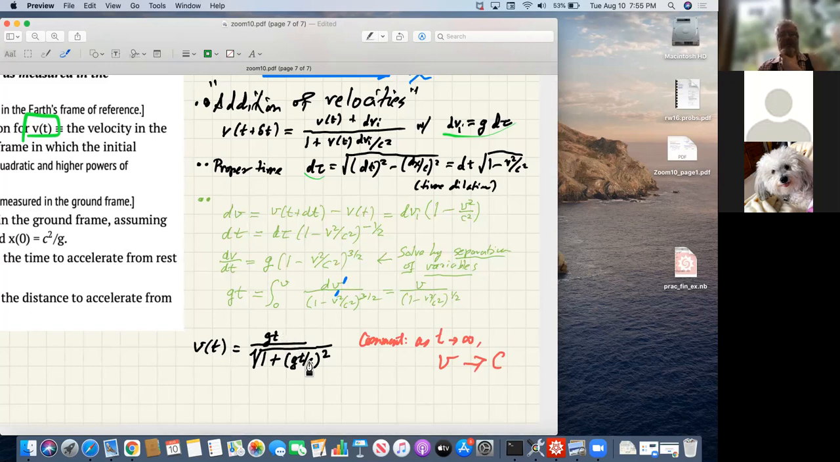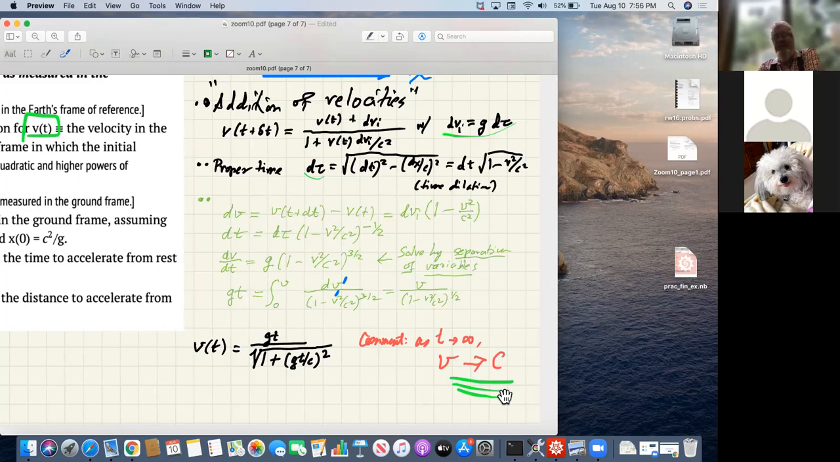In the limit t goes to infinity, in the denominator I could neglect the 1 because gt over c is becoming infinite. So gt over c is becoming very large. 1 is negligible. Then I just have gt divided by gt over c. So v approaches c. So if a particle has constant acceleration, its velocity will increase but never reach the value of c, the speed of light.